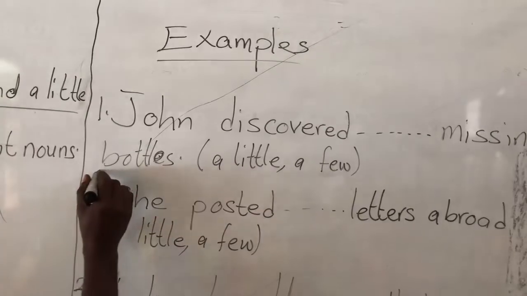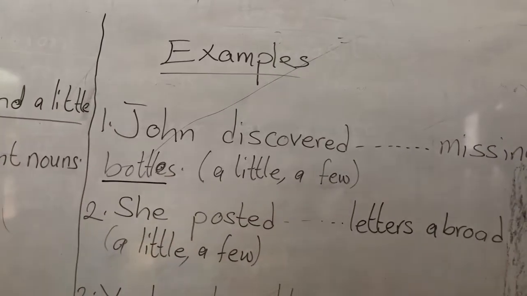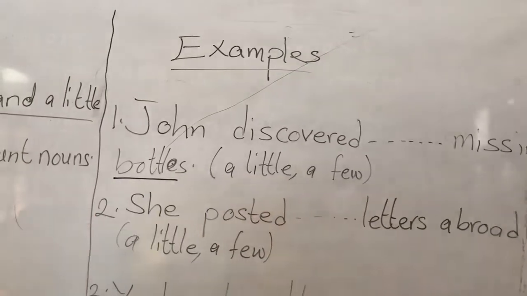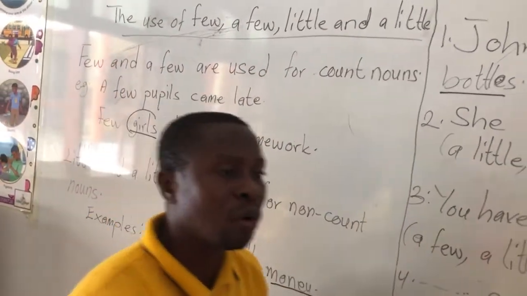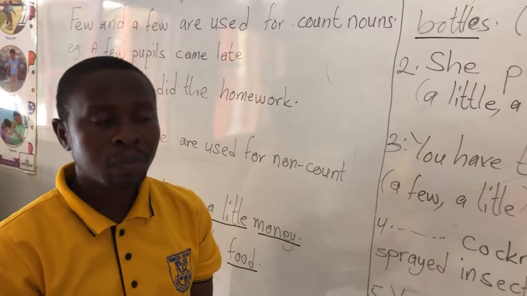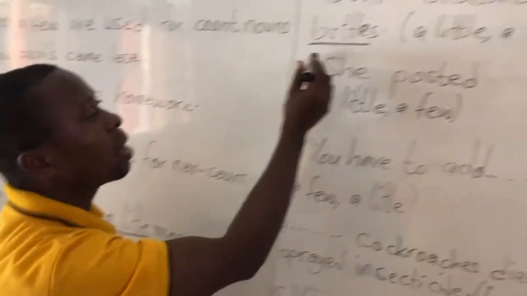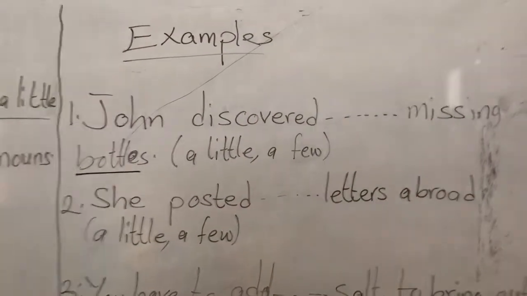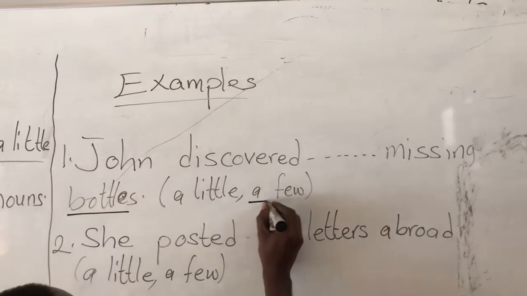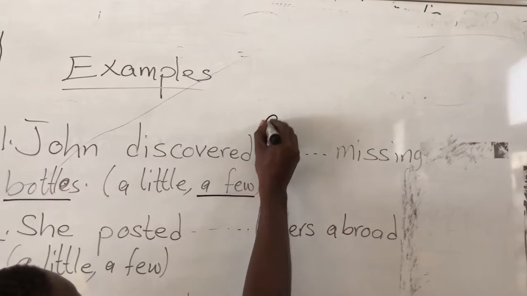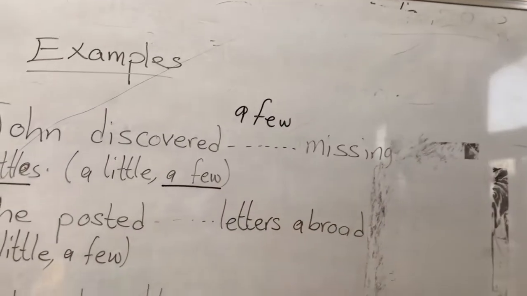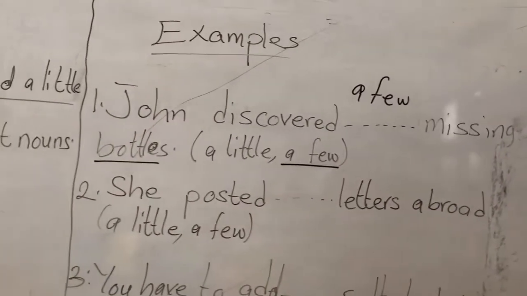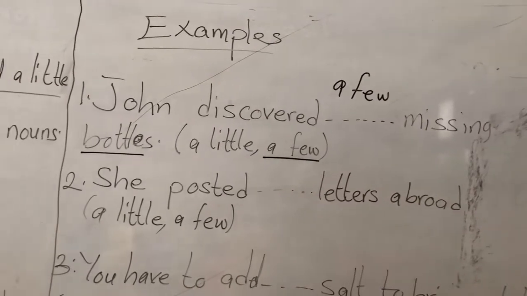So when we look at bottles here, you can see that we can count them. How many bottles do we have? I have 2 bottles of water. I have 2 bottles of what? Coca-Cola. Okay? Drink. Very good. So bottle is what? A countable noun. So we use what? A few. So I say, you have a few what? Missing bottles. John discovered a few missing bottles.